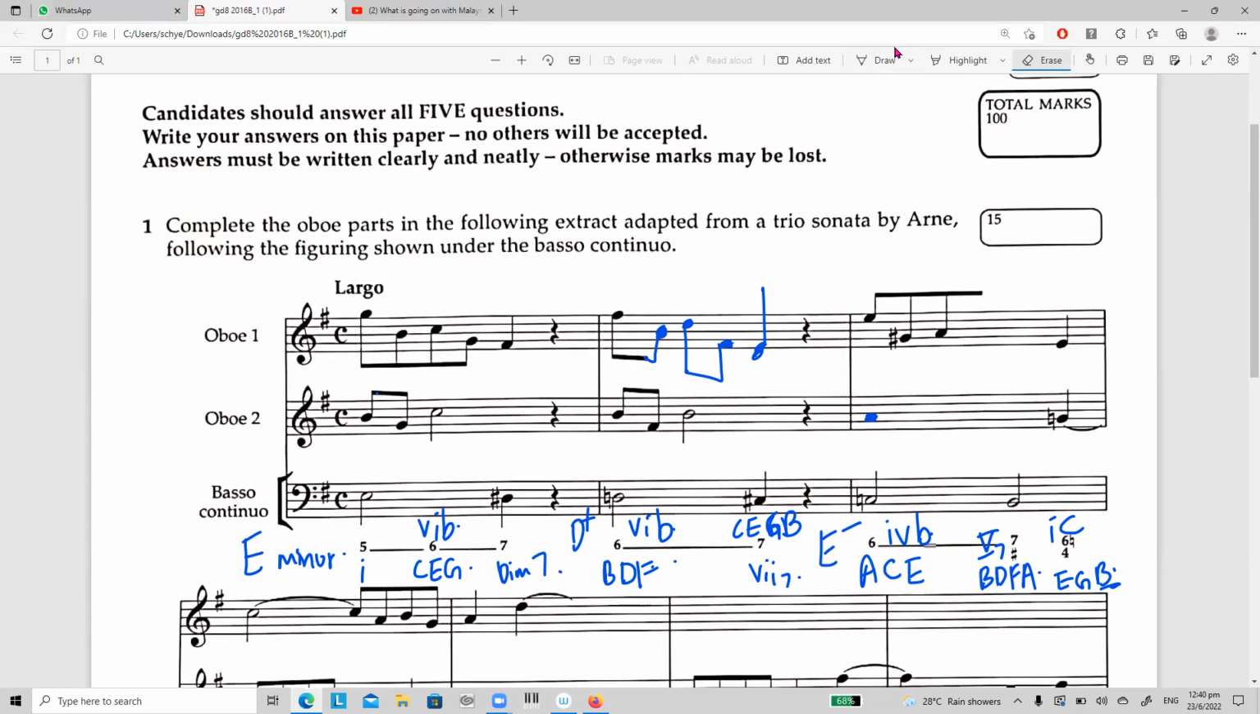So after A, it should go down. Can go down to E, because it's going down. So I also go down. A goes down to E. Then go back to A again. Here I also follow the shape to go down the top line to E, because E is part of the chord.